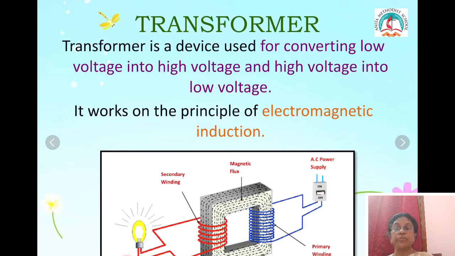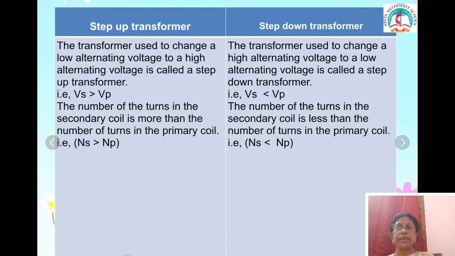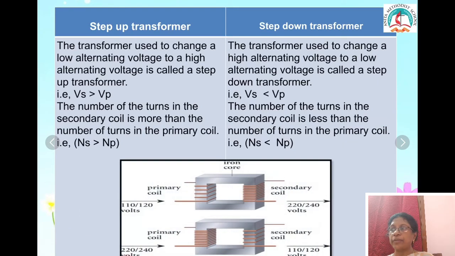It works based on the principle of electromagnetic induction. You can step up or step down the voltage. What do you mean by step up transformer? This transformer is used to change low AC voltage to high AC voltage. You call it a step up transformer. It converts the low AC voltage to high AC voltage.